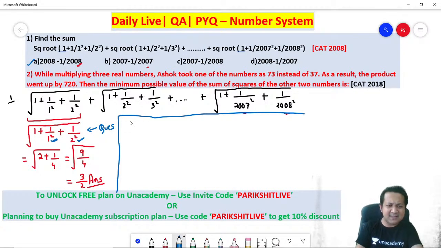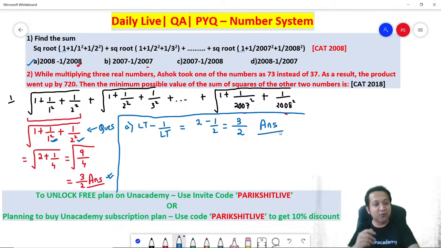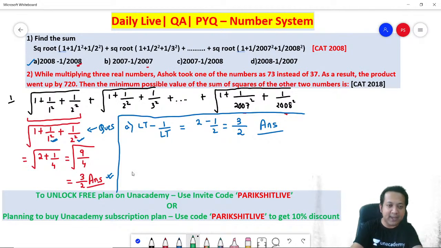Now how will the first answer option change? The first answer option is nothing but the last term minus 1 by the last term in the original question. So in the modified question, the last term is 2, so 2 minus 1 by 2, which is equal to 3 by 2. And remember, the answer that you need to get is 3 by 2. Perfect. This has got to be your answer. Are you following?